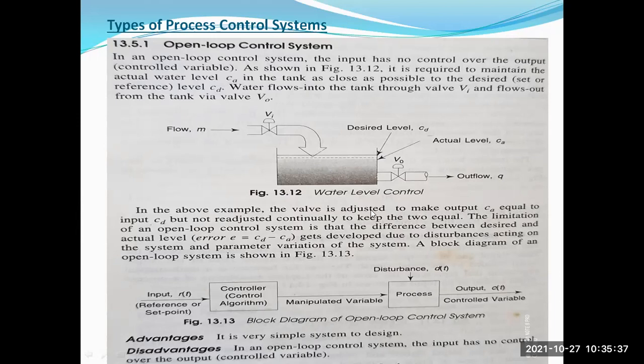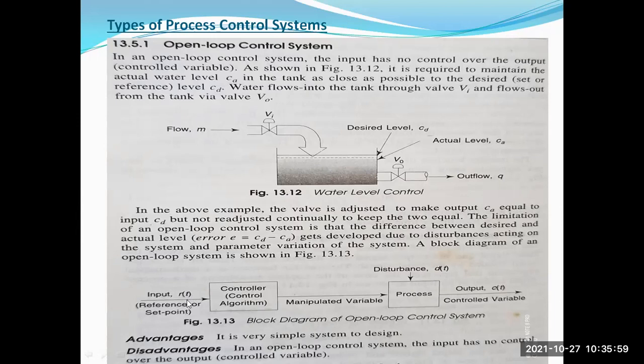Now we have to consider the block diagram of the open loop control system. So here you can see this is basically one block diagram of the open loop control system. This is the input section where the input is attached. That is also called the reference or set point. This is denoted by R(t).